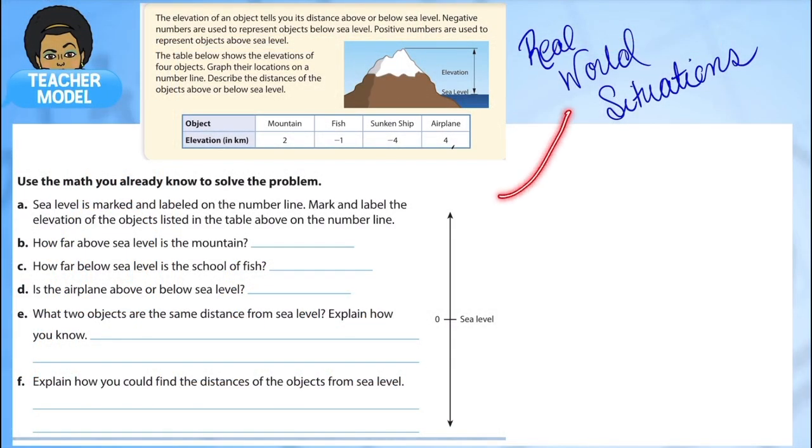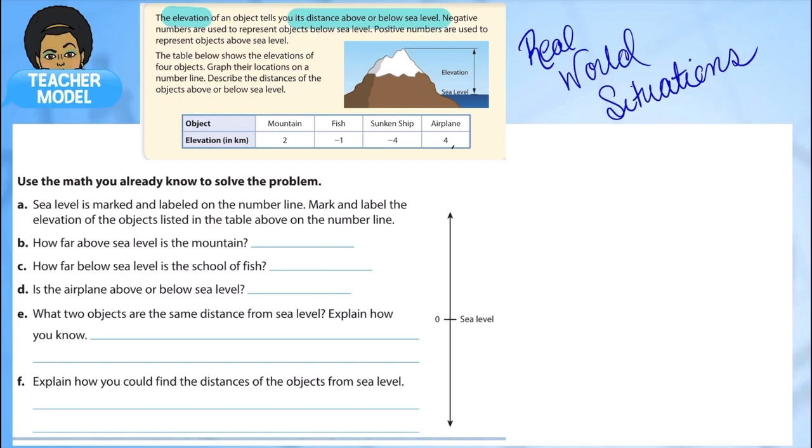Today we're talking about real world situations, and instead of our normal horizontal number line, we're going to use a vertical one that goes up and down. So let's start by reading through this lovely paragraph that has new information for us. The elevation of an object tells you its distance above or below sea level.